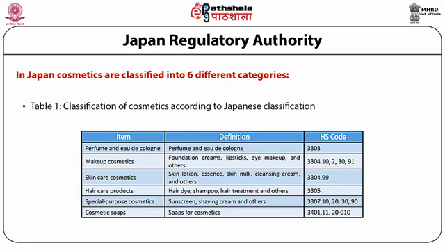Hair care products include hair dyes, shampoos, hair treatments, and others. Special purpose cosmetics include sunscreen, shaving creams, and others. And cosmetic soaps, which include soaps for cosmetics.